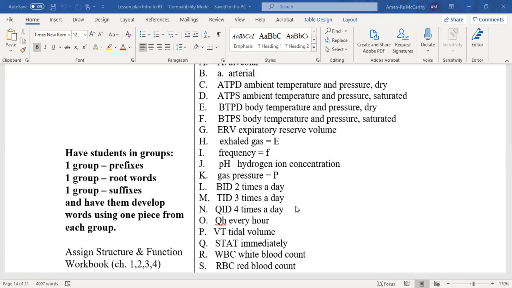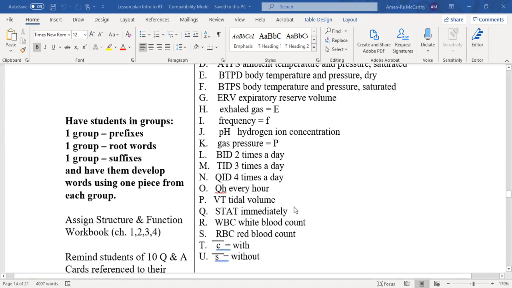All right, we'll finish up these and then we'll take a break. Next is VT. We talked about that yesterday. VT stands for tidal volume. That's the amount of air which you breathe in and out in normal, quiet breathing. Normal breathing sometimes is called quiet breathing, resting breathing, all that's the same thing. Tidal volume is the amount of air moved in and out of the lungs during regular, quiet breathing.